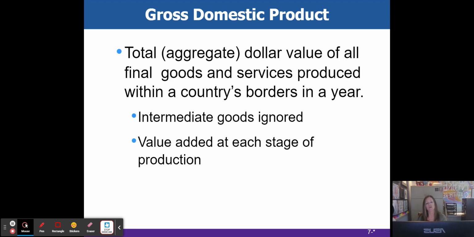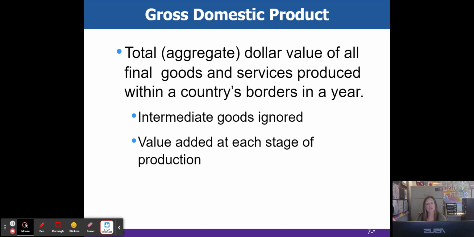Gross domestic product is simply the total dollar value of all final goods and services produced within a country's borders in a year. Another way to say total would be aggregate. So when we talk about aggregate demand and aggregate supply, this is related to gross domestic product.